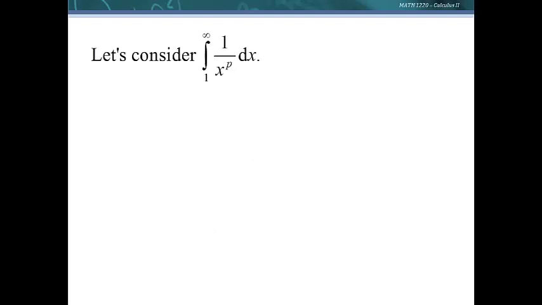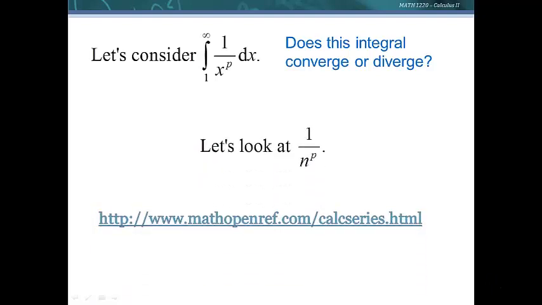So let's consider the integral from 1 to infinity of 1 over x to the p dx. Does this integral converge or diverge? Well, we just did an example where p was 2, we had 1 over x squared, and we found that it converged to 1. But I hope you say, as you think about this, it depends on what p is. So let's consider this for a minute, and we're going to look at 1 over n to the p, where n is an integer, just so we can study what the effect of p is on something like this.